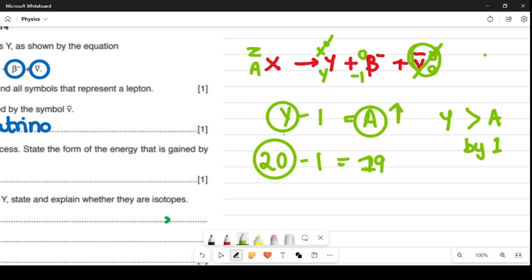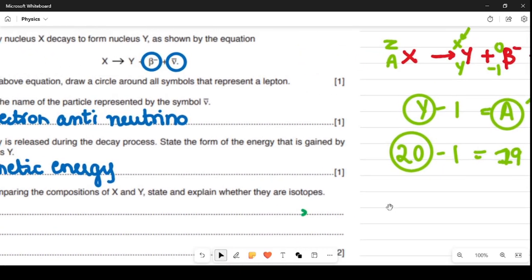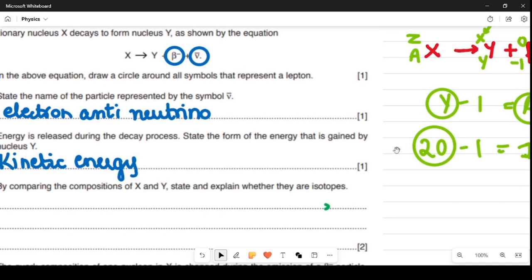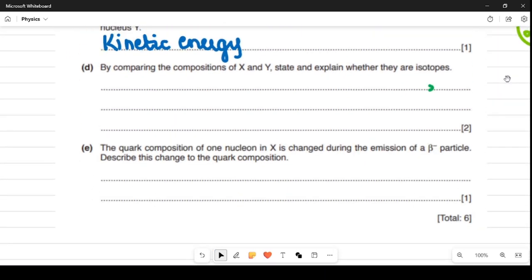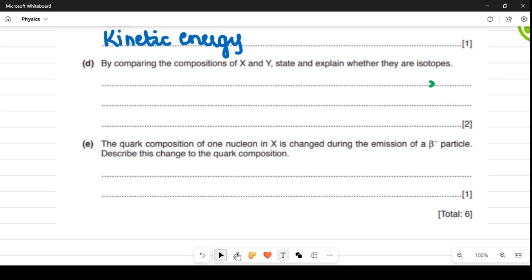Why? Because if you remember the definition for isotopes, these atoms have the same atomic number but different nucleon numbers. In the case of X and Y, they have different mass numbers or nucleon numbers, and they also have different atomic numbers, and isotopes must have the same atomic numbers. So your answer will be, okay.